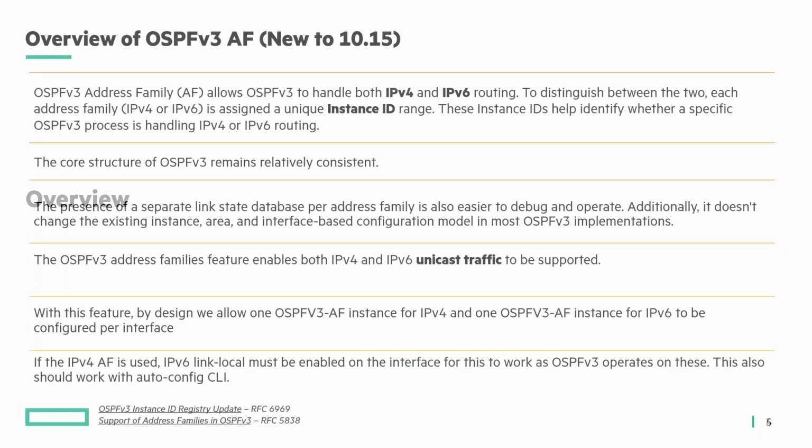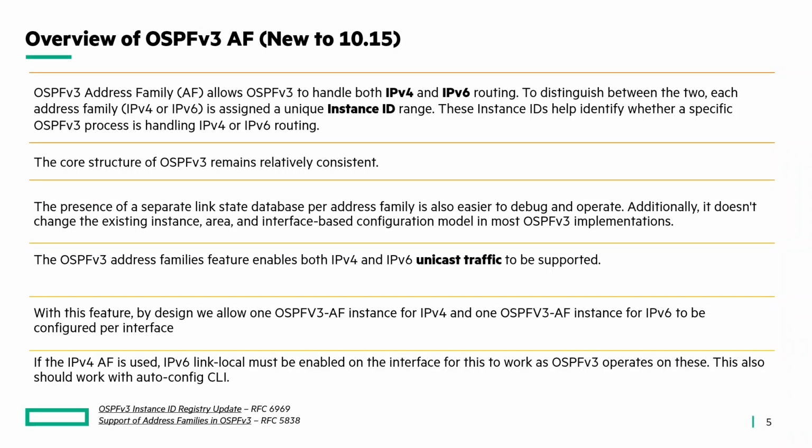So let's look into the overview of the feature. OSPFv3 address families, that is AF, allows OSPFv3 to handle both IPv4 and IPv6 routing. To distinguish between these two, each address family, IPv4 or IPv6, is assigned a unique instance ID range. These instance IDs help identify whether a specific OSPFv3 process is handling IPv4 or IPv6 routing.